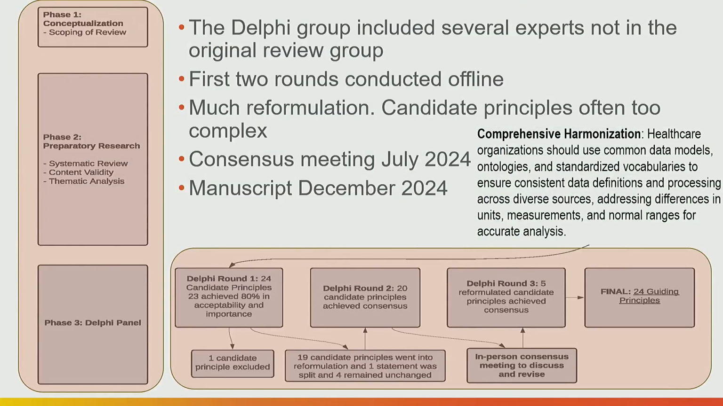So the Delphi group included several additional experts not in the original review group. The first 2 rounds were conducted offline, and that led to a pretty extensive reformulation of those 24 principles. 19 of them were pretty extensively remodeled, mostly to simplify them, and they ended up looking like this: a short descriptor followed by what the actual principle is, and don't worry, we won't go through each of them like this. So we did hold a consensus meeting just a few months ago, and a manuscript was just published depicting the results of the Delphi process.